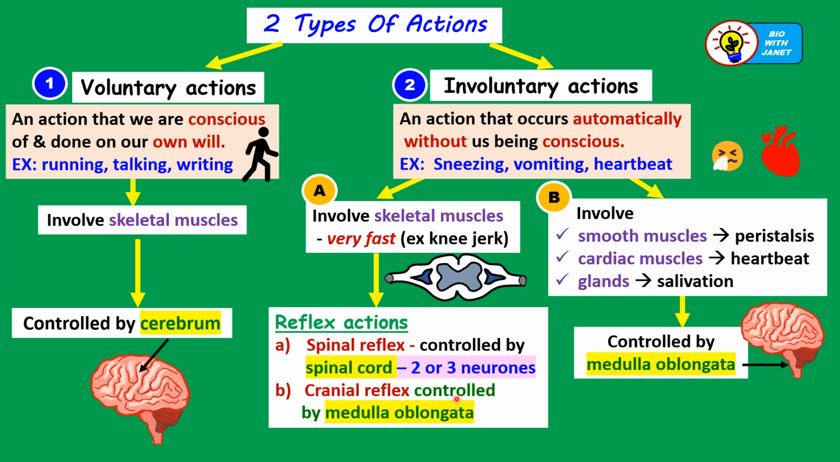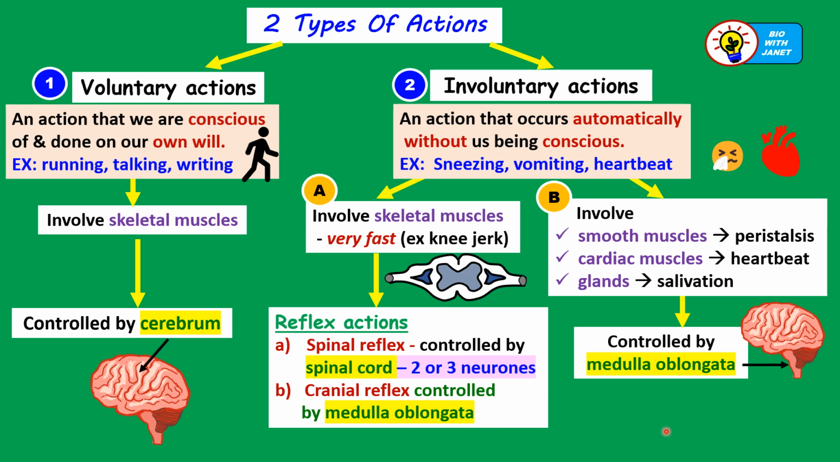Now, cranial reflexes occur in the region of the head. Examples are blinking your eyes when dust gets into the eye. Before the dust gets in your eye, you will start to blink and close it to protect the eye from the dust, right? So cranial reflexes are controlled by the medulla oblongata.